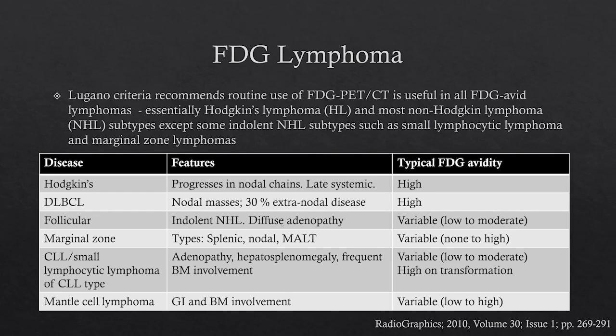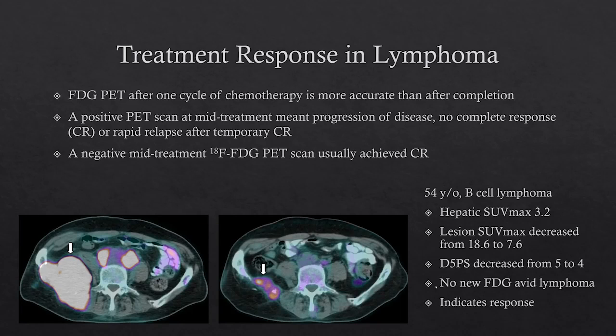Follicular indolent, you can see diffuse adenopathy, variable uptake. Marginal, you can have different types. You can have variable uptake depending on the type. In small lymphocytic lymphoma of CLL type, again a variable, but once it transforms, it will be high uptake. And mantle cell lymphoma, gastrointestinal bone marrow uptake, again variable.